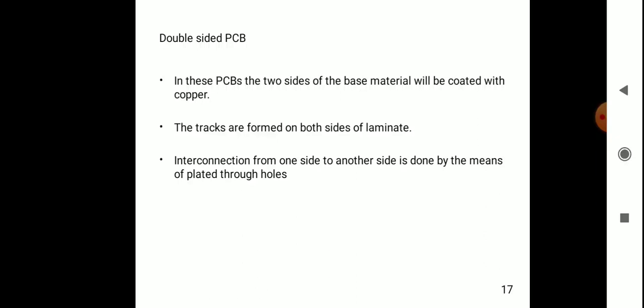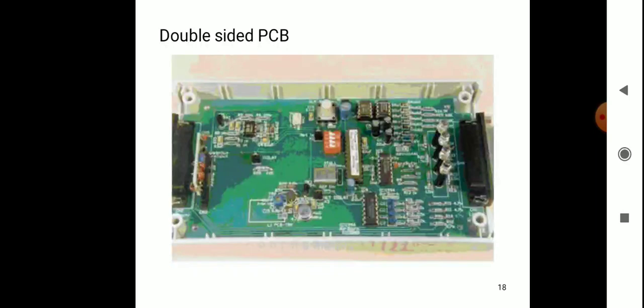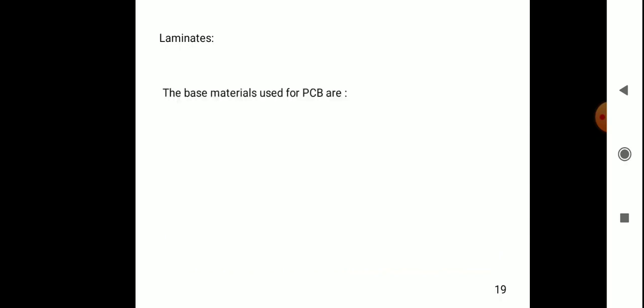Interconnection from one side to another side is done by means of plated through holes. Both sides have copper material and copper tracks, so we can connect components on both sides and interconnect both sides also. That is called a double sided PCB. You can see the diagram, on one side and on the other side we have the same type of PCB.